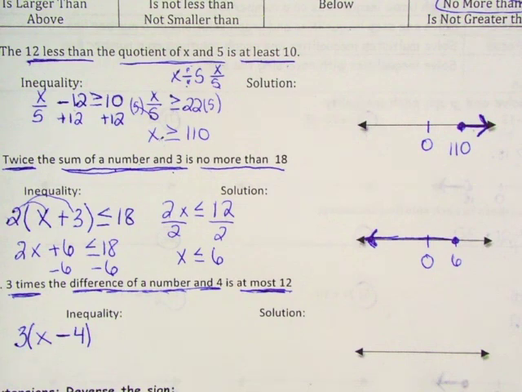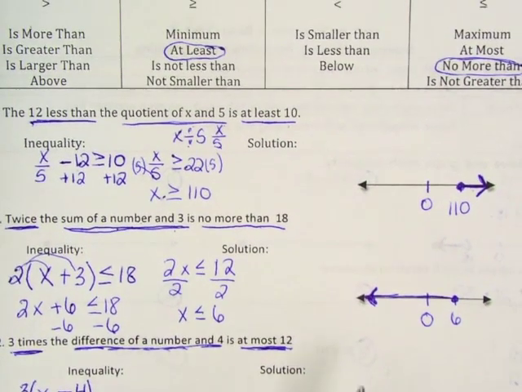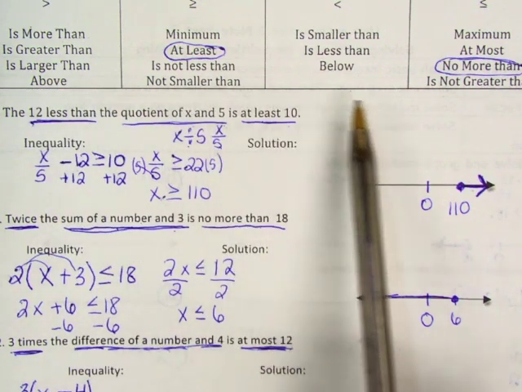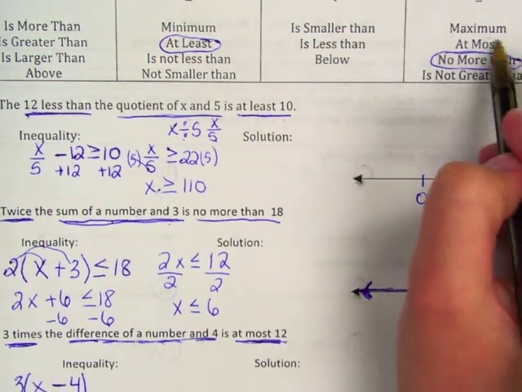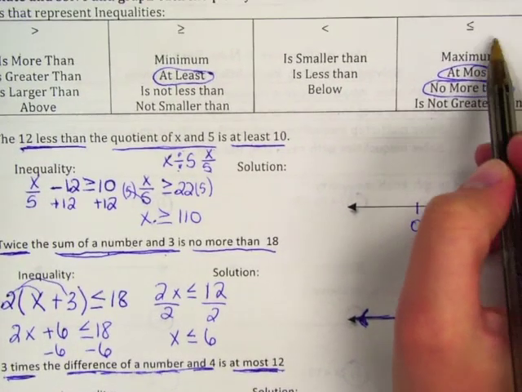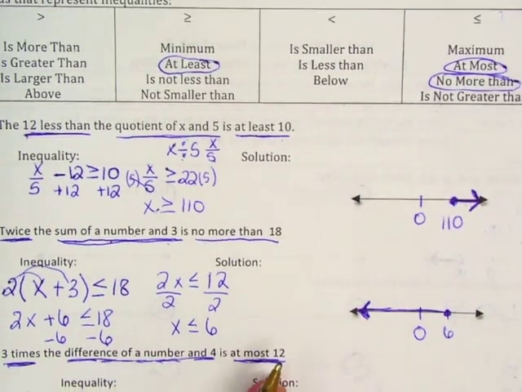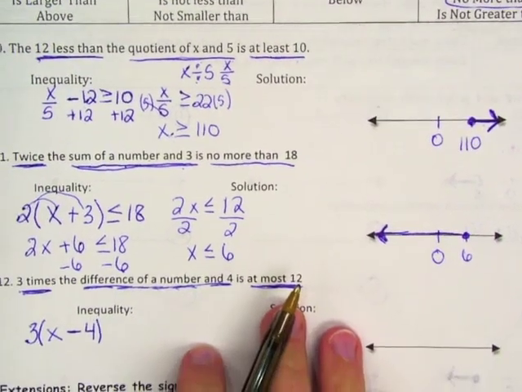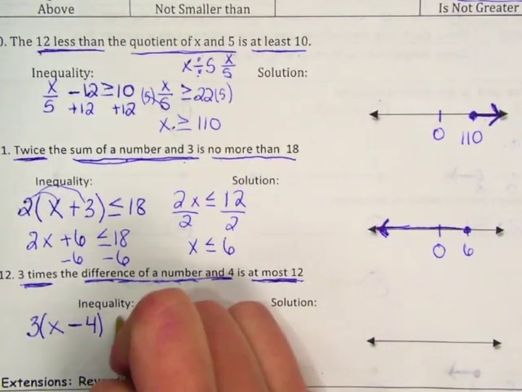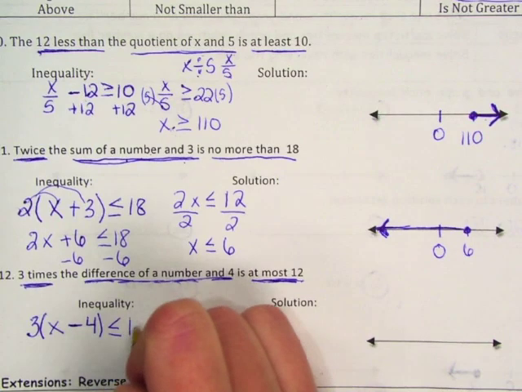And here comes the important part. I need to use my box again. So it says at most 12. So I'm going to scroll back up to the top and look for where it says at most. If I'm looking, I can find it right here, at most, which means I'm going to use my less than or equal to symbol. So I'm going to go back down to my equation, and I'm going to say 3 times x minus 4 is less than or equal to 12.